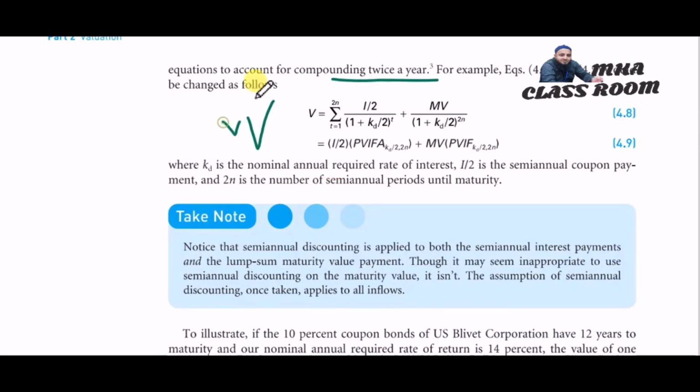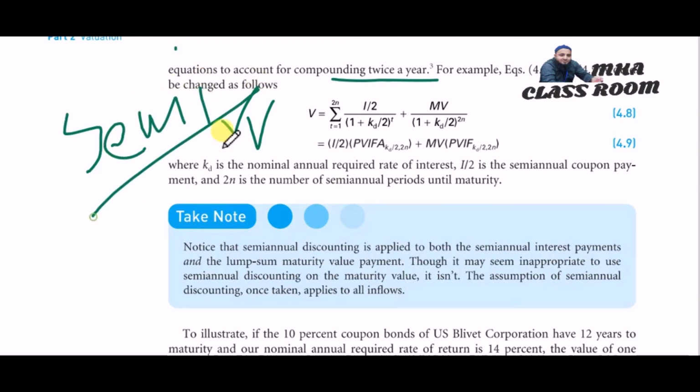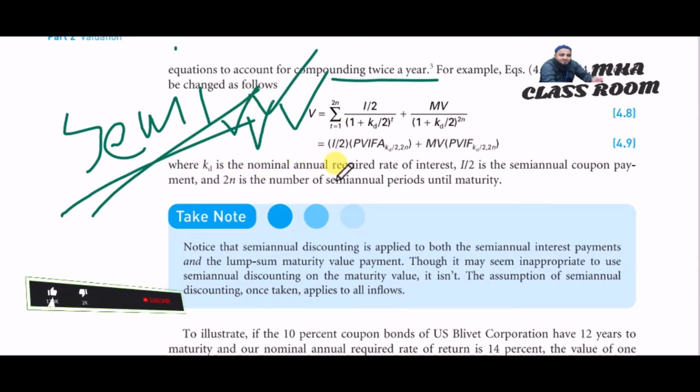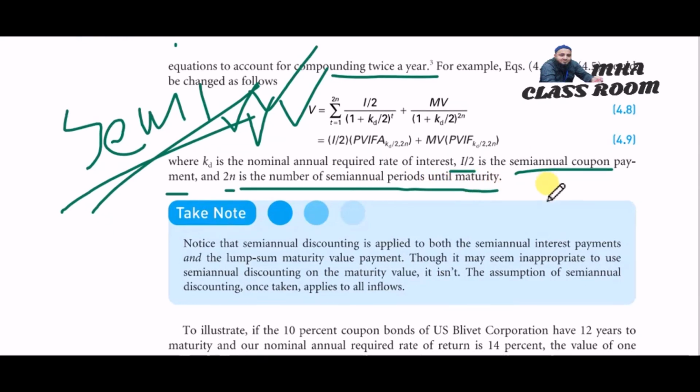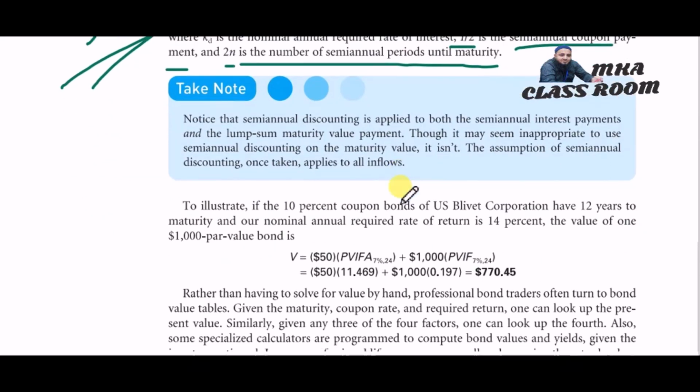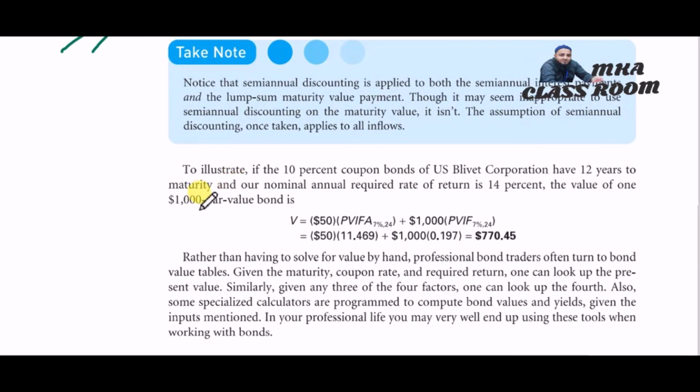That means whenever semi-annual payment arises, then we will use this formula in that way. KD is the nominal annual required rate of return, and I is the semi-annual coupon payment, and 2N is the number of semi-annual periods until maturity. So here is an illustration.